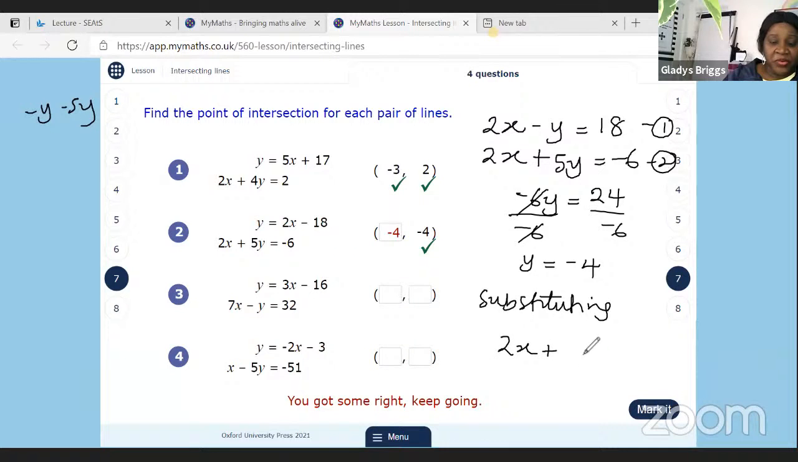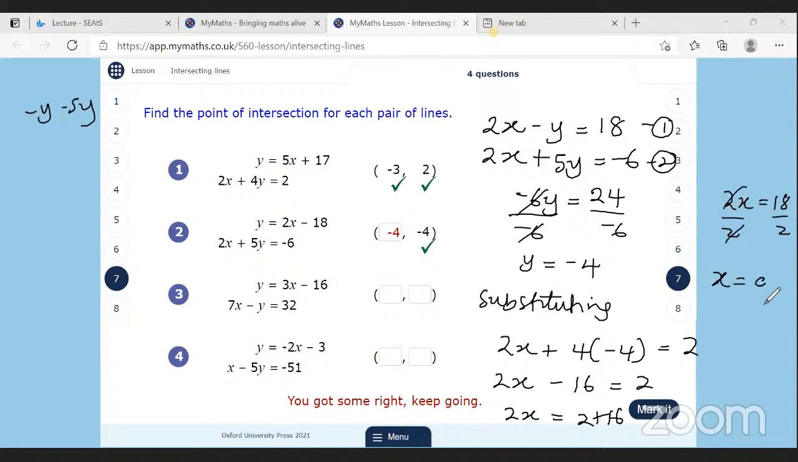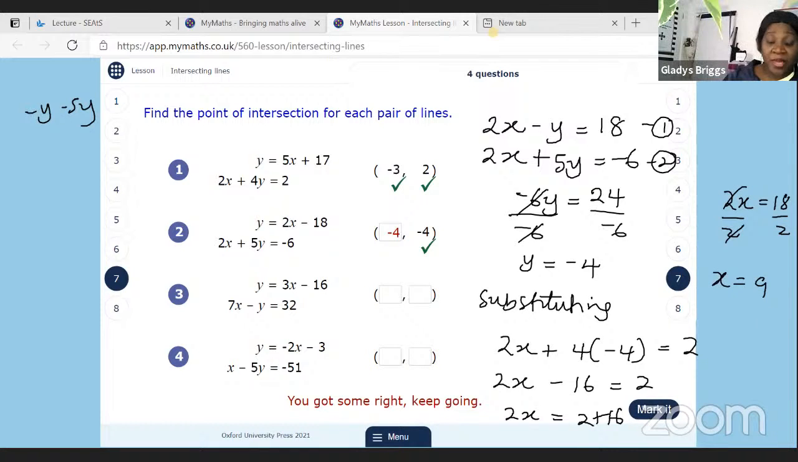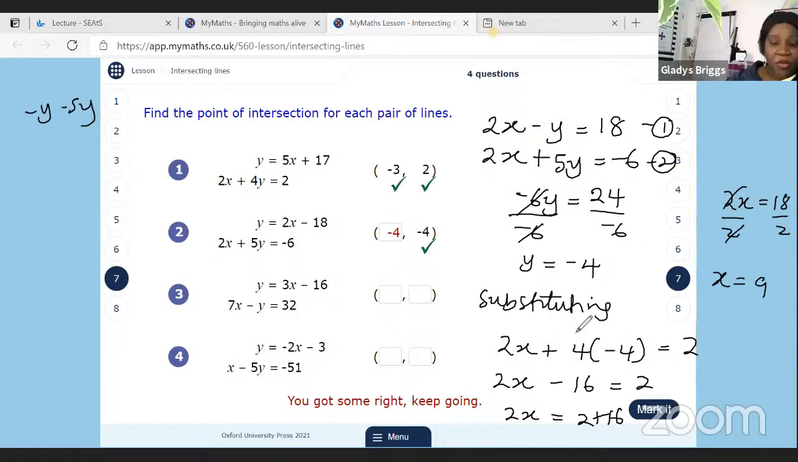2x plus 4 times -4 is equal to 2. 2x minus 16 is equal to 2. 2x is equal to 2 plus 16, which is 18. 2x is equal to 18. Divide both sides by 2. And x is, Miss, 9. Yeah, there is a mistake. On yours or on mine? Yes, it's 5 multiplied by -4, right? Where? Oh, here. Oh, 5. Yeah. See, I would have got it wrong now.